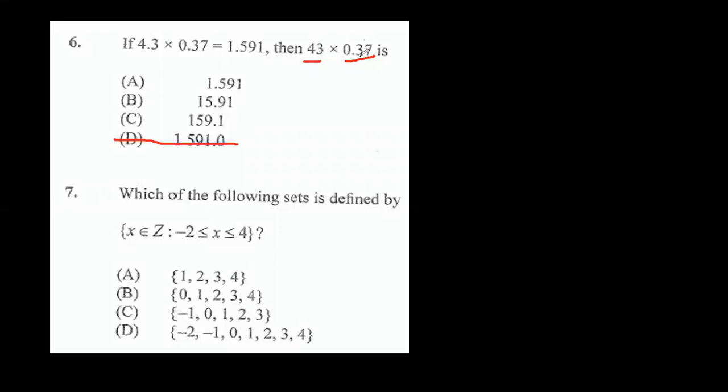Again, 43 by 0.37, you will not get into the hundreds with this. You see now? Yes or no? This is 159.1. You realize that you will not get into the hundreds if you multiply 43 by 0.37. Does that make sense?